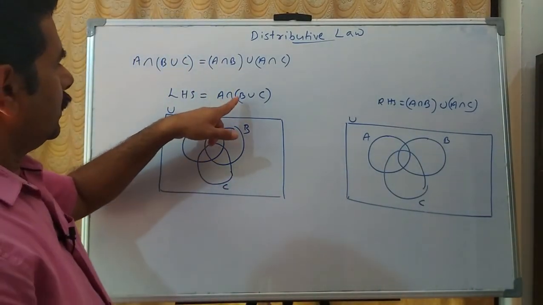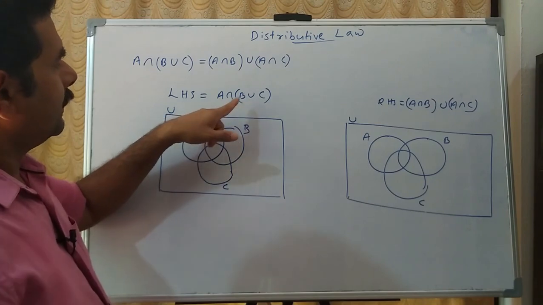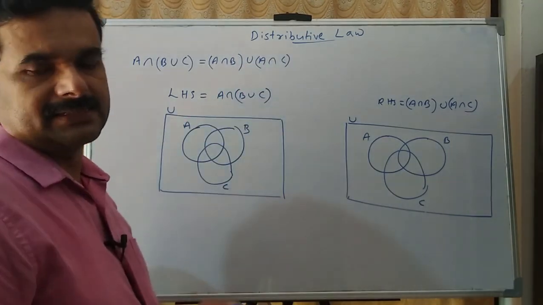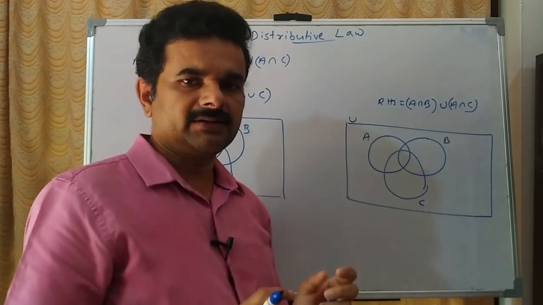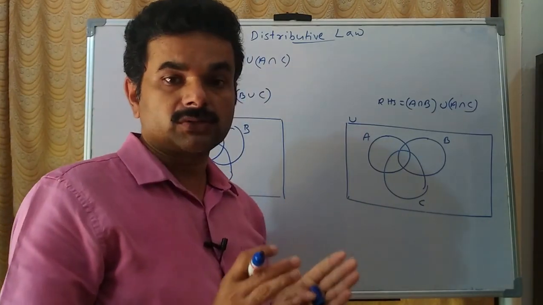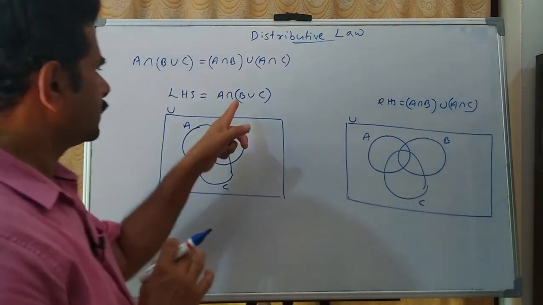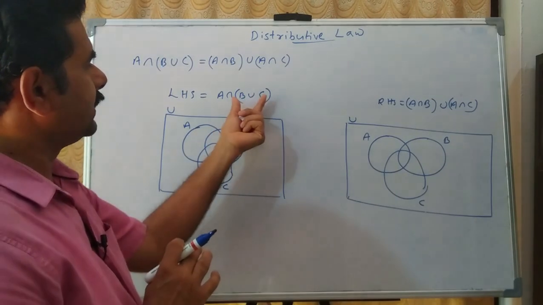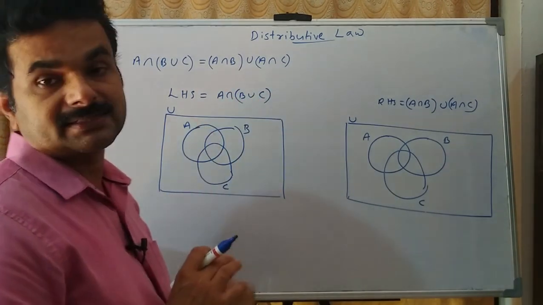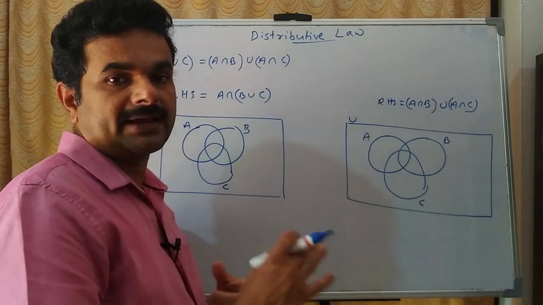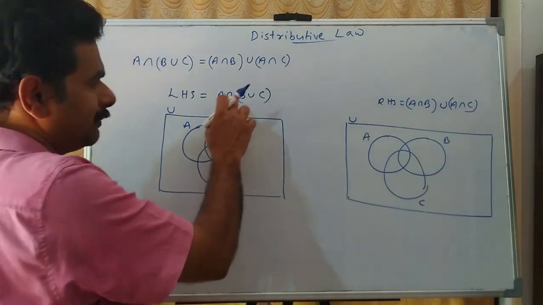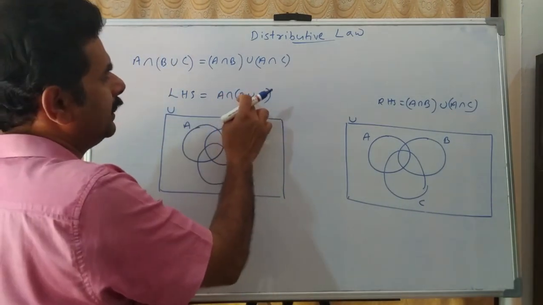See, A intersection B union C. Since B union C is in a bracket, we are giving importance to the bracket B union C. So firstly, B union C is considered. What is B union C? Join of both B and C. Join of both B and C.